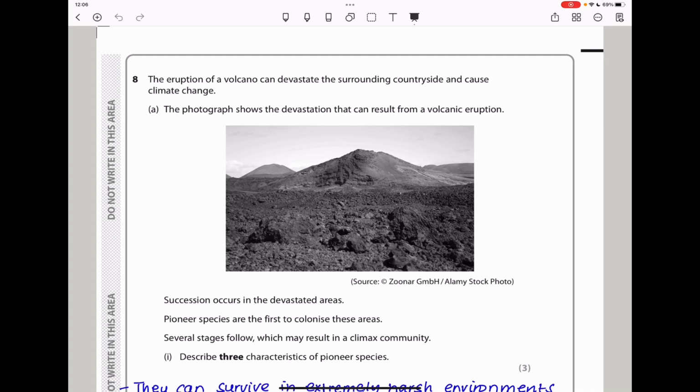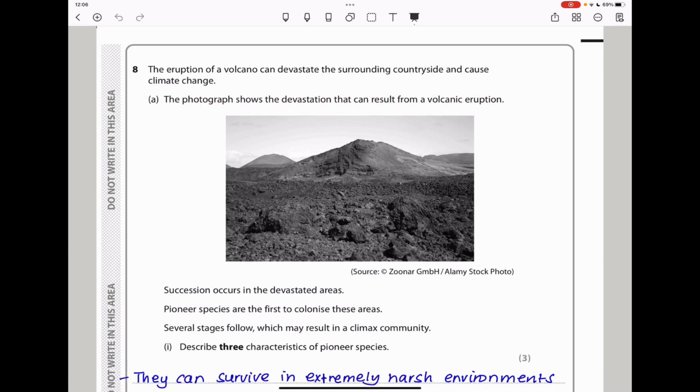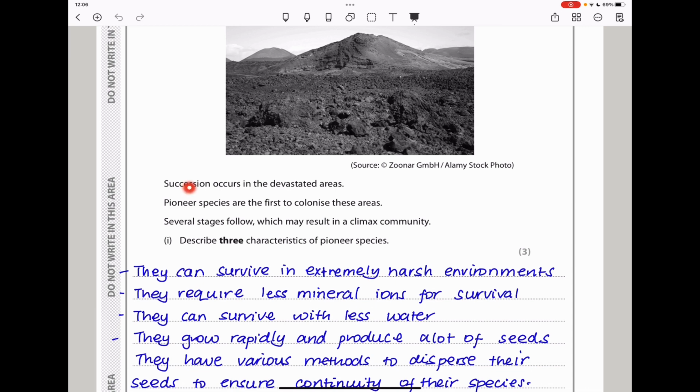Question 8. The eruption of a volcano can devastate the surrounding countryside and cause climate change. The photograph shows the devastation that can result from a volcanic eruption. So here they're going to say, succession occurs in the devastated areas. This is completely destroyed. All the organisms have been destroyed most of the time due to the eruption. However, succession is going to occur over years. So it means it will begin with pioneer species. Pioneer species are the first to colonize these areas. Several stages follow, which may result in a climax community.